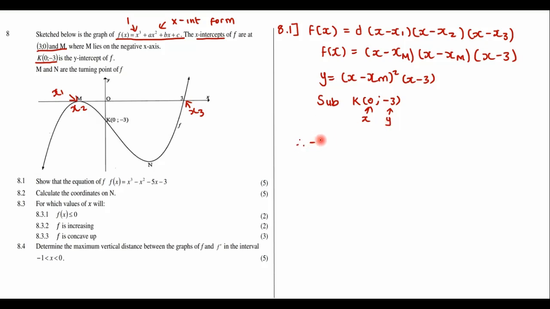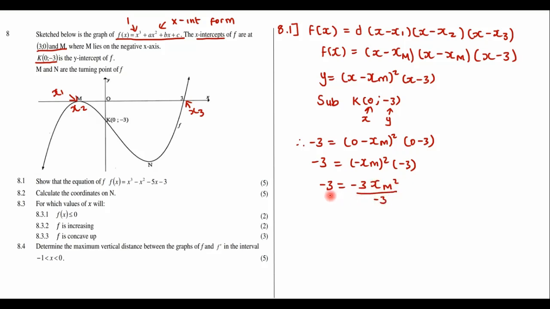When we do that here, we basically get minus 3 equals 0 minus xm squared and 0 minus 3. Now this gives us minus 3 equals, here we have minus 3, so I'll say this is minus xm squared, then I'll say this is minus 3. Now minus xm squared gives you xm squared, but then we have that minus 3, so I'm going to put that minus 3 up front there, and then have xm squared.